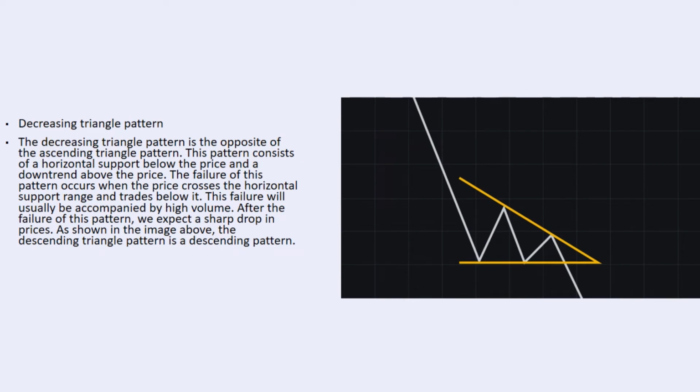Descending triangle pattern. The descending triangle pattern is the opposite of the ascending triangle pattern. This pattern consists of a horizontal support below the price and a downtrend line above the price. The failure of this pattern occurs when the price crosses the horizontal support range and trades below it.